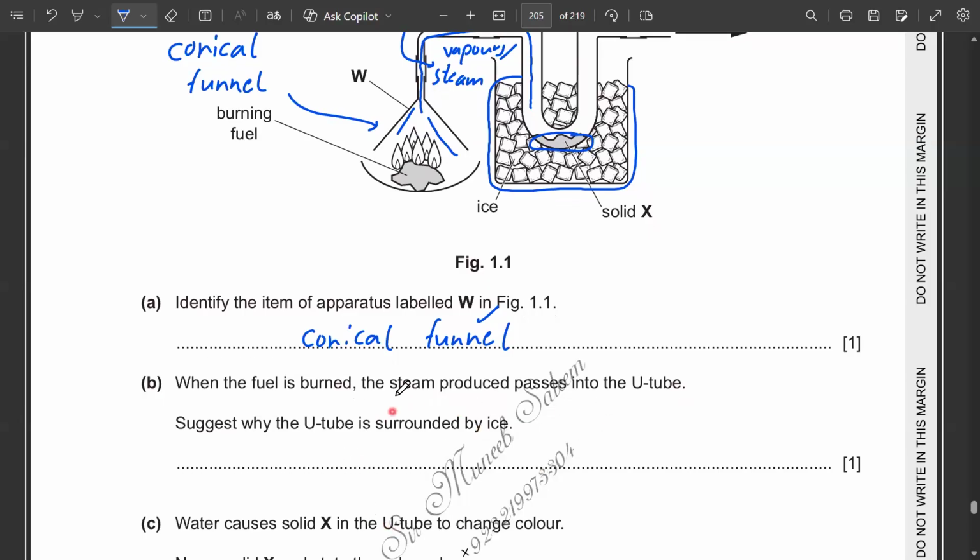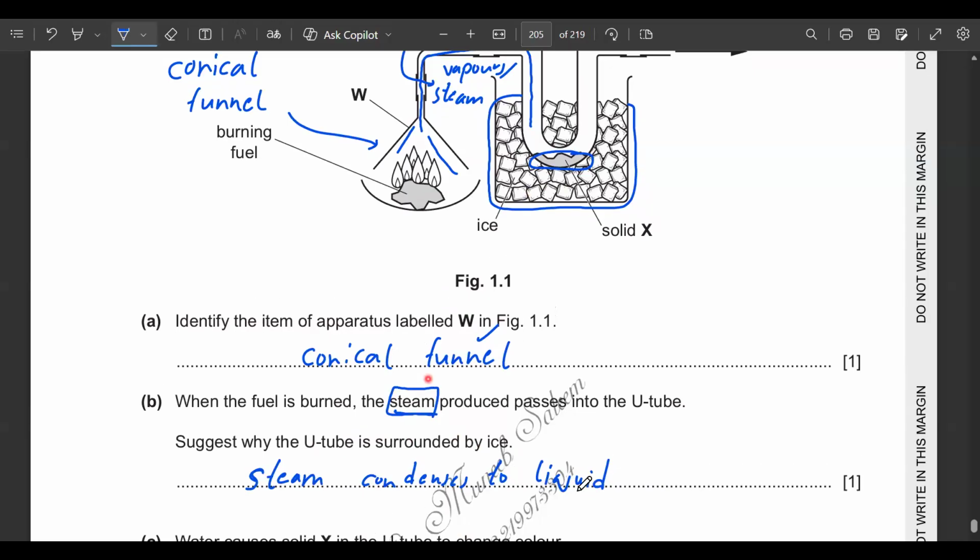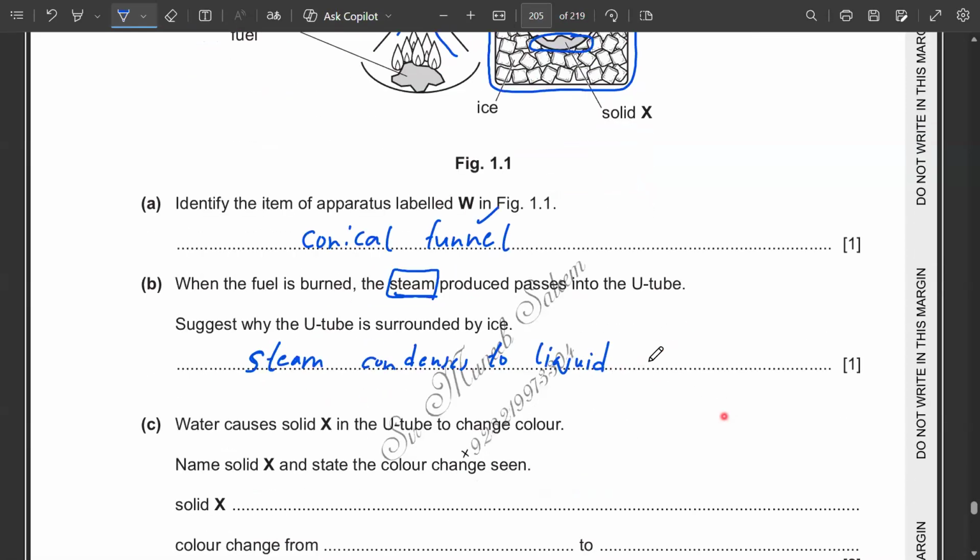the steam produced passing into the U-tube. So if they are clearly stating the steam is being produced, so that steam is condensing. Steam condenses to liquid. So this is the purpose of using the ice, to condense steam to liquid, and you can also write water to liquid water.